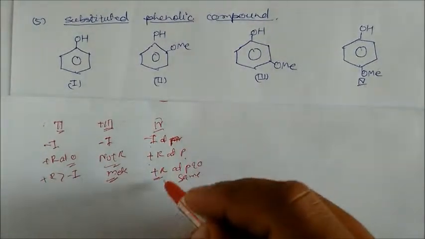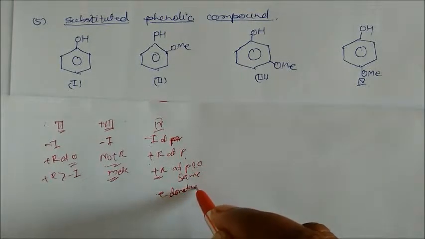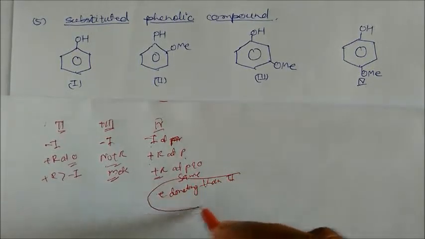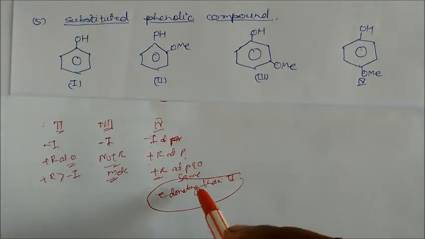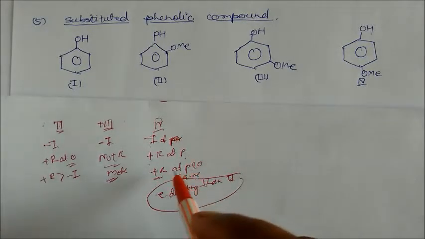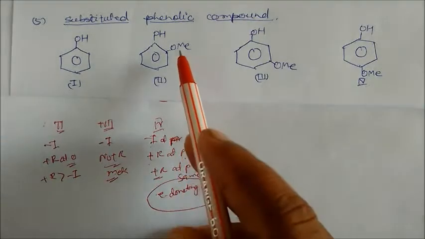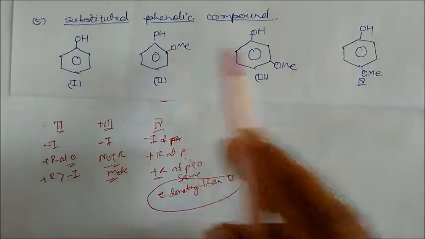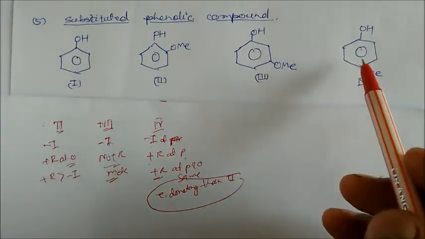So this will be more electron donating than in the case of 2. Here also there is plus R, but this is at the ortho para position. So overall, this will be more electron donating and this is less electron donating. This is not about distance, but this one is nearer to the group. So this will be more electron donating, and this will be less electron donating.